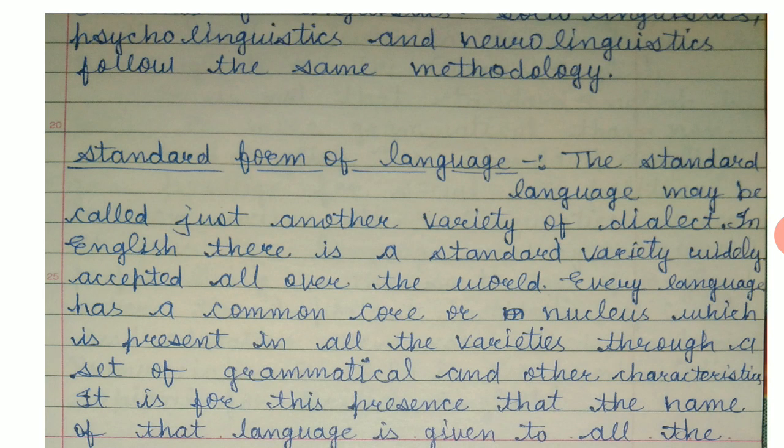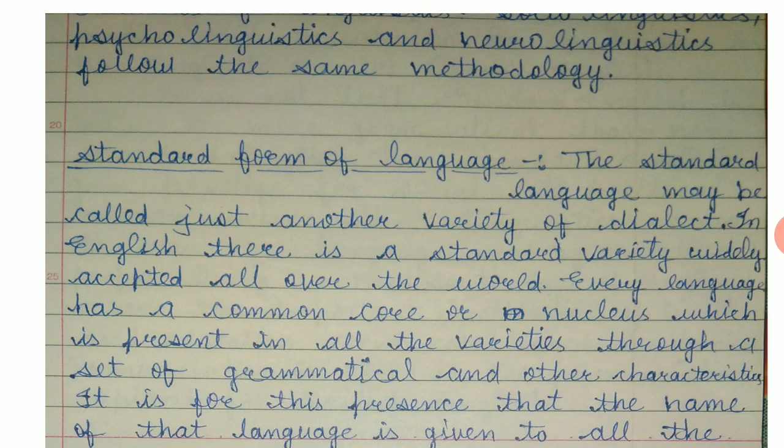Now, what is standard form of language? The standard language may be called just another variety of dialect. In English, there is a standard variety widely accepted all over the world. Standard language is another form of variety. It is just another type of language in the group of all the dialects of that language. But it is accepted as a standard variety. That is the difference.